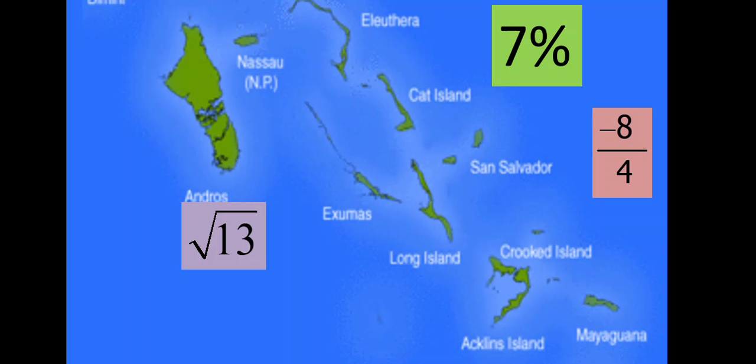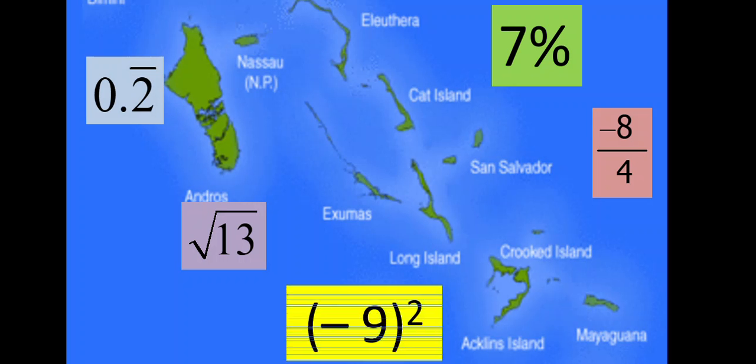-8/4. Don't forget to simplify before classifying. So -8/4 is the same thing as -2, which is an integer. The next one is 0.2 repeating. This is also rational because it is a repeater.